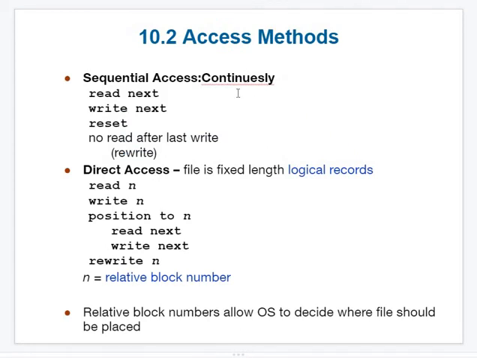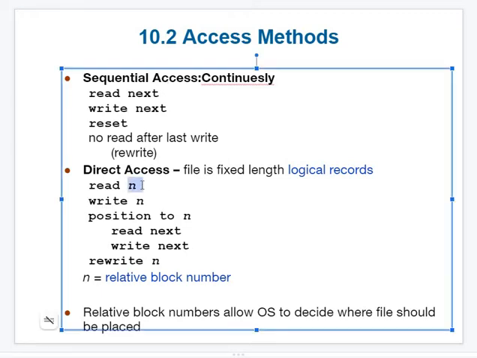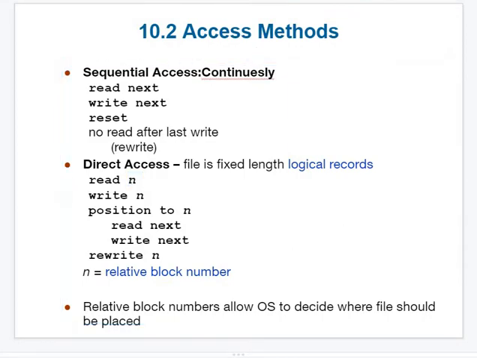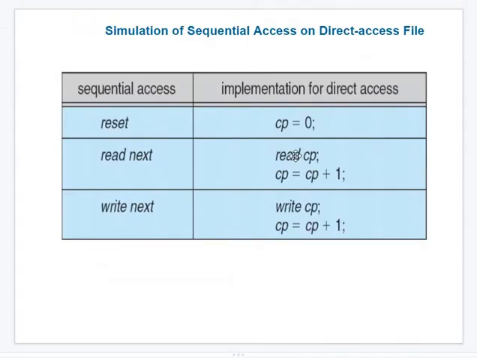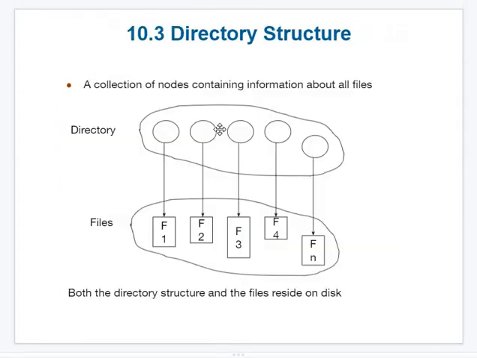In the access methods we have seen sequential access, one after another, whereas direct access means some measured amount of data, like n, is directly fetched or directly stored. That is called access methods. These are the ideas we studied in the previous session.